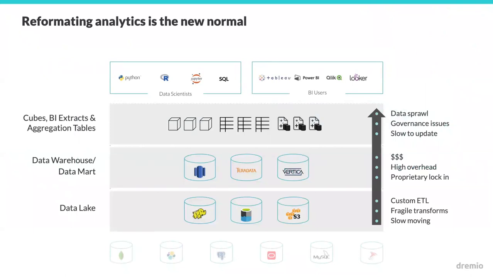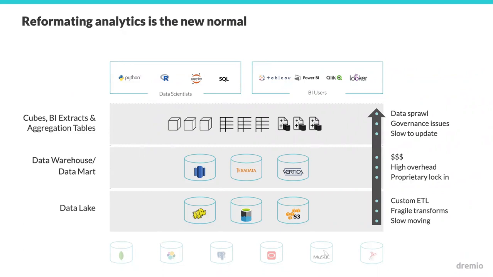Especially if we want to be able to get insights from this data, for use by data scientists or BI users, there's often a very long and expensive process to make this data accessible. On this chart here, we have a couple of different layers of data transformations. The lowest level will be the data lake. This is very raw, unstructured data, often very messy. Some aspects of this data in the data lake are that it often involves custom ETL, and these transforms can be very fragile, they break easily, and it's also very slow moving.